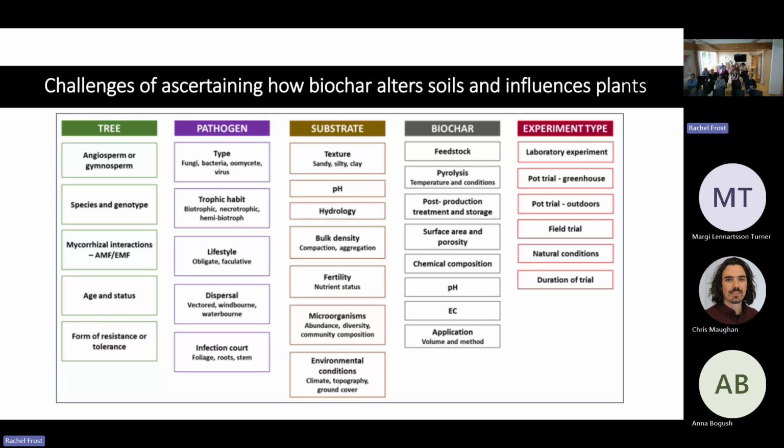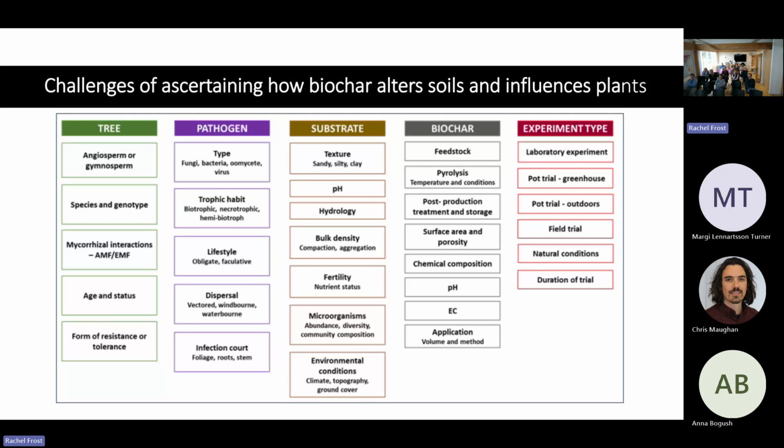So we're likely to see a big difference looking at angiosperms, so broadleaf deciduous trees, and conifers. The different mycorrhizal interactions in the soil are likely to have an effect. Then we also have to consider the type of pathogen when we're looking at a pathosystem. So is it a fungi? Is it a bacteria? What are the trophic habits of that pathogen? What will they eat? Do they eat living tissue or dead tissue? So all of these factors influence what's going to happen.